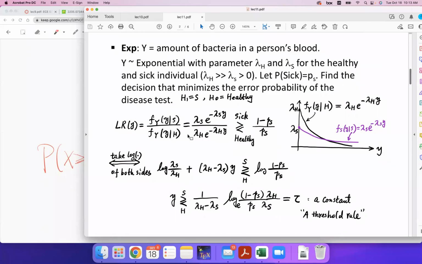Okay, I think we can take a look at one example. We have an experiment where we care about this random variable Y. This is the observation Y. Okay. What is Y? Y is the amount of bacteria in a person's blood. Well, this random variable Y is modeled as follows. We model it as an exponential distribution with parameter lambda_h and lambda_s for the healthy and sick persons.